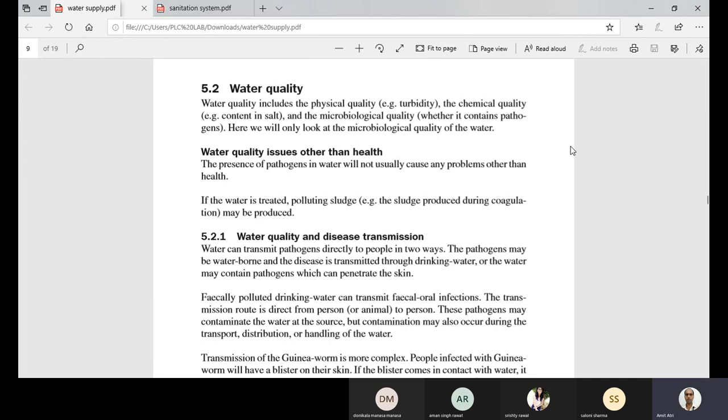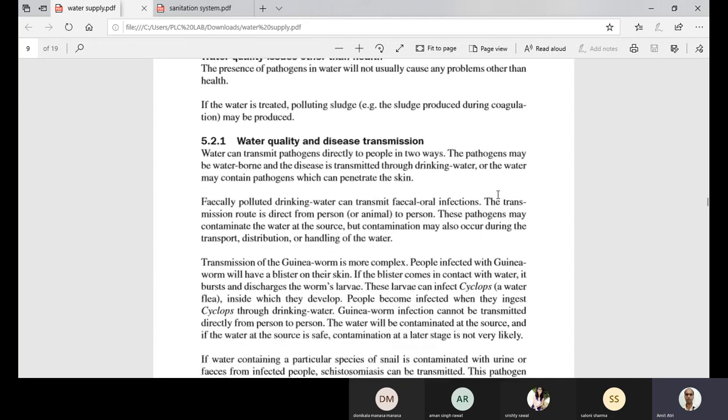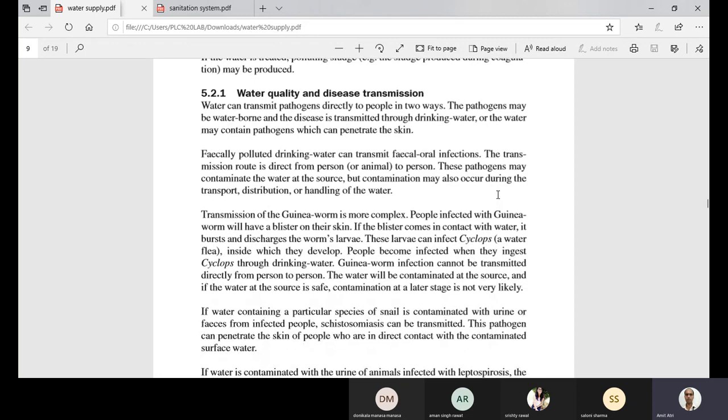It will not be able to maintain hygiene, provide cleanliness, or stop the transmission of diseases. So the quality of the water should be as high as required for the purpose for which it is to be used. Drinking water should be totally clean; quality should be highest. Other than from the health point of view, the presence of pathogens in water usually does not create much problem. Polluting sludge we will discuss in the next class on sanitation systems. So, water quality and disease transmission, and how they are related.